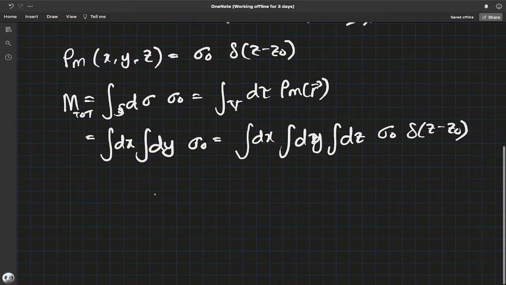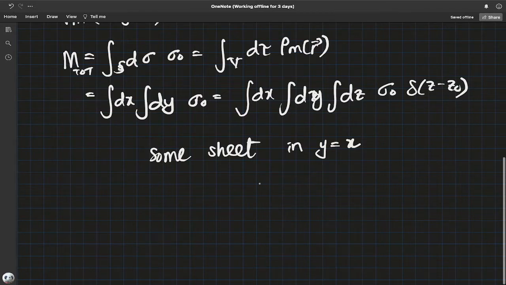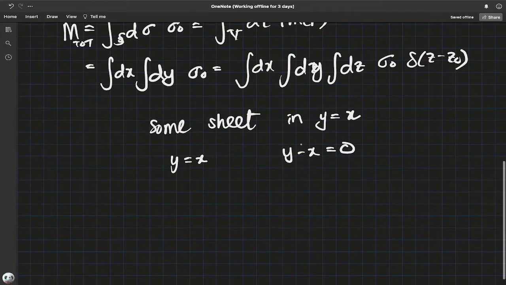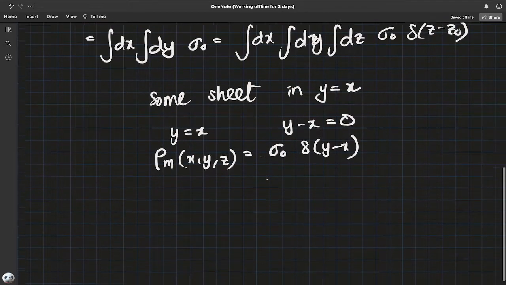Now consider some sheet in the y equals x plane. Again, the constraint we have, always write that down, is y is equal to x. How you make a delta is you set that equation to 0 and then just take the delta of both sides. That's the way I like to think about this. So this is the delta we need. Now just construct a density function around that delta. Since we know it has a uniform area density, sigma naught times that delta. So this is our guess.